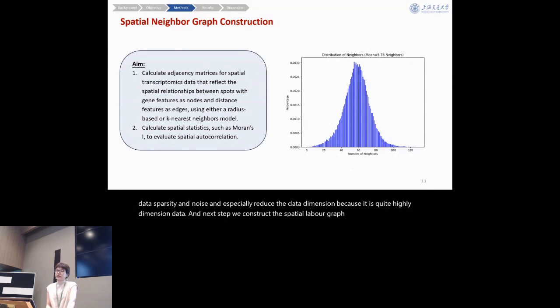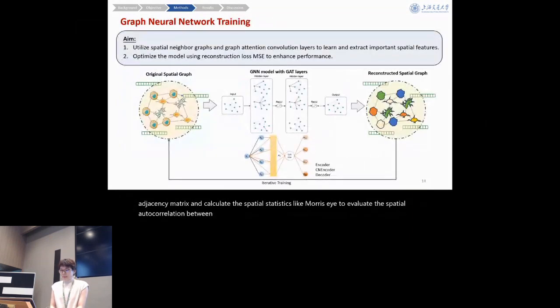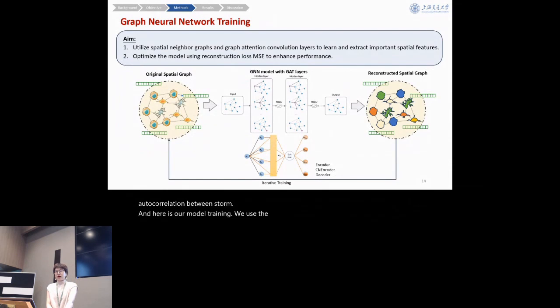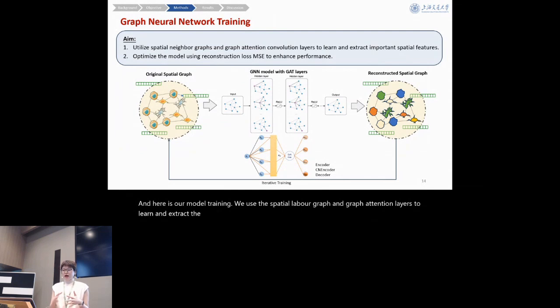That is to calculate the adjacency matrix and calculate the spatial statistics like Moran's I to evaluate the spatial autocorrelation between spots. And here is our model training. We use the spatial neighbor graph and graph attention layers to learn and extract the important features in our model. And we optimize the model using the reconstruction loss, MSE, to enhance the performance.